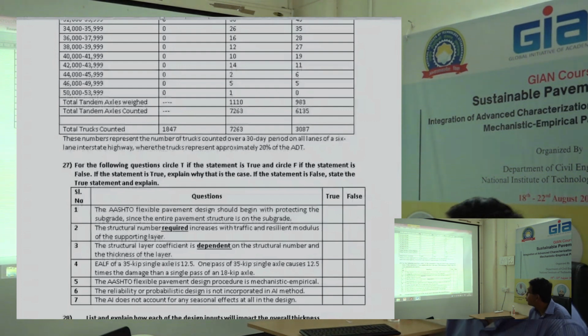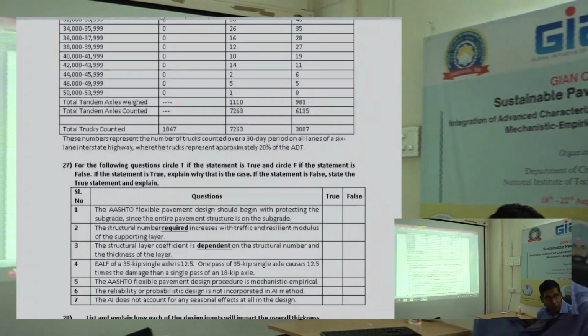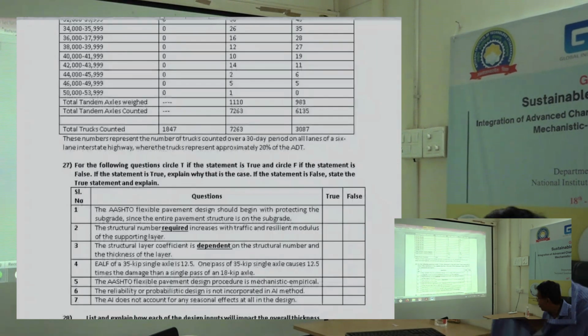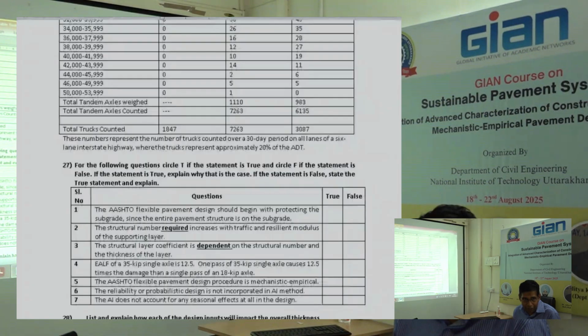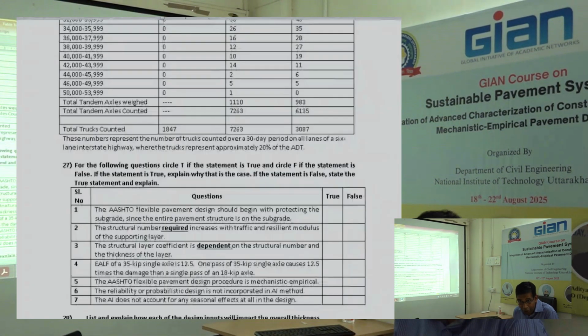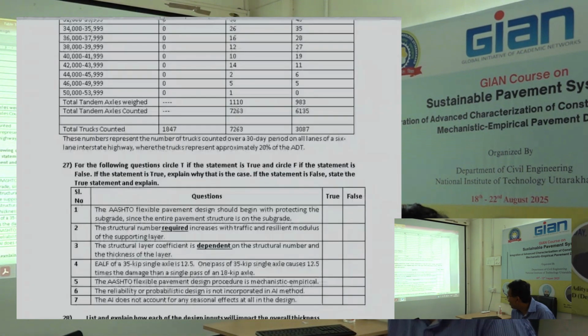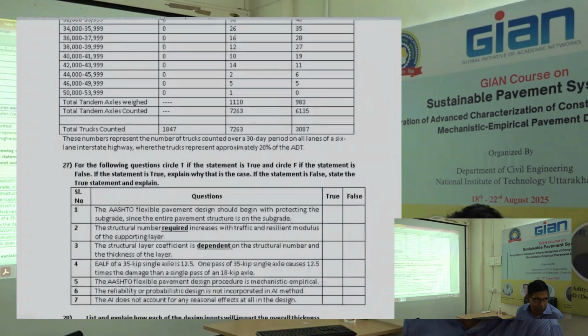Which one is worse? 35 kip single axle or 18 kip? Which one is heavier? Anybody online? Yeah, 35 kip is heavier, right? It is going to cause more damage. Yeah, 35 kip will cause 12.5 times more. Thank you so much. So that you should have got right away in a few seconds.